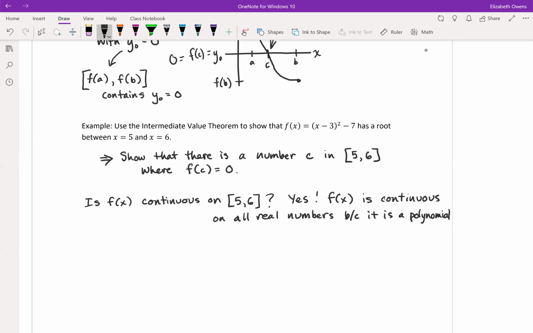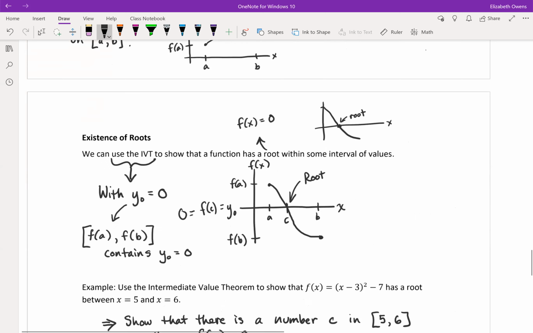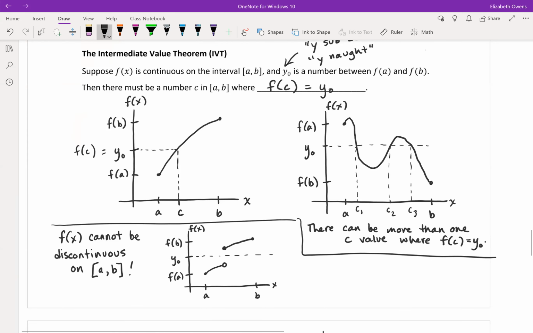Okay, it's a nice little quadratic, so basically we're just looking at a parabola of some sort. You could even graph the parabola if you feel like it, but in order to use the intermediate value theorem, we don't actually have to graph the parabola. We just say our function is continuous everywhere because it's a polynomial. Now we need to show that our y0 value of interest, y0 equals 0, is in the interval from f of a to f of b.